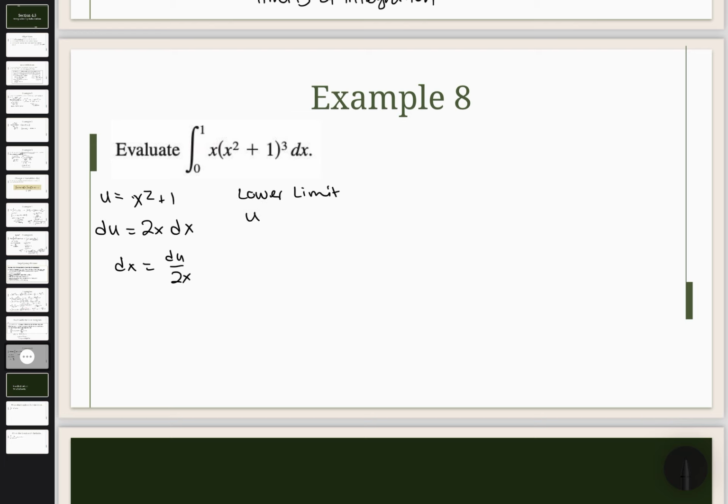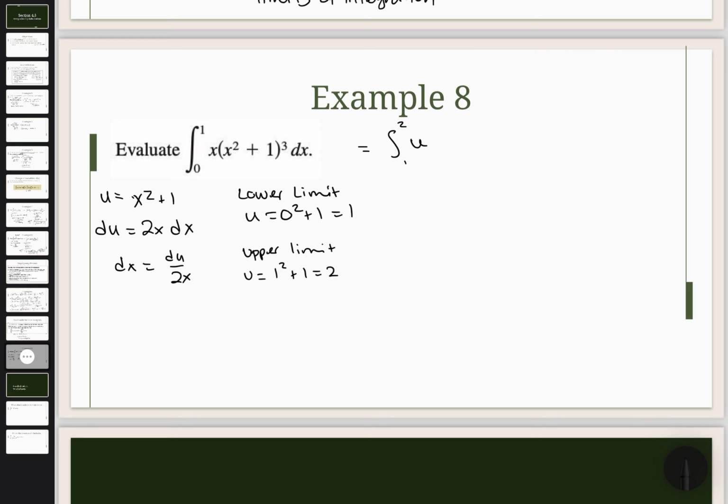For your lower limit, I'm going to plug in 0 every time I see x. So 0 squared plus 1, that's going to be 1. And then for my upper limit, I'm going to do the same, but with b, u equals 1 squared plus 1, or 2. Okay, so I can rewrite this whole thing with new limits of integration. The new lower is 1, the new upper is 2.